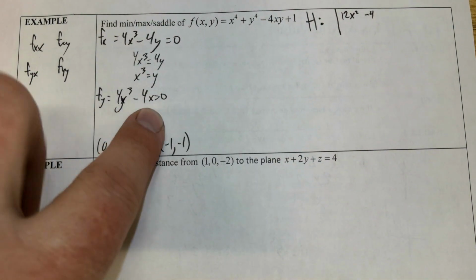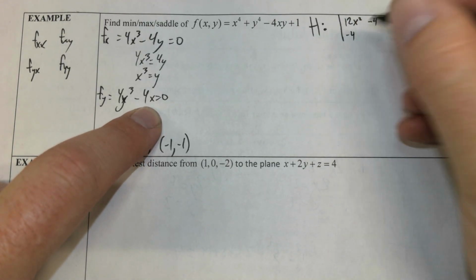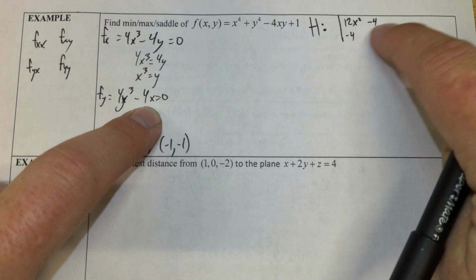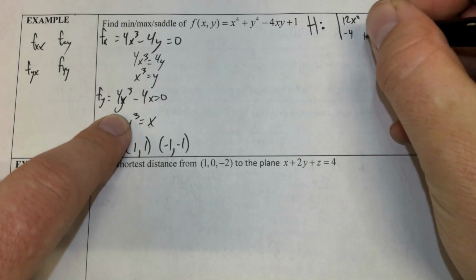So I'm working on f_yx. I take my f sub y, and I'm going to take another partial with respect to x, and I would just get -4. Shocking, they're equal. Surprise. Wow. And now another derivative with respect to y.